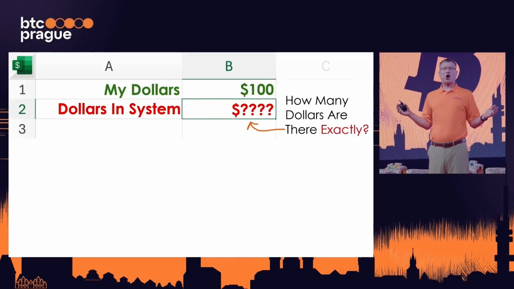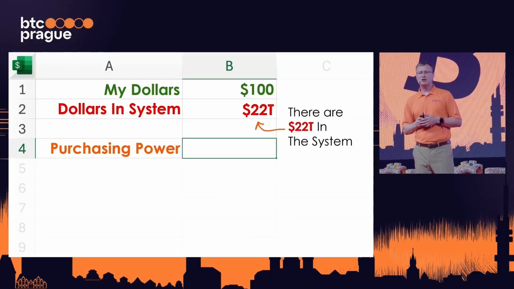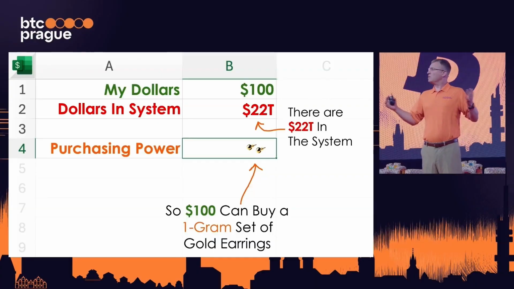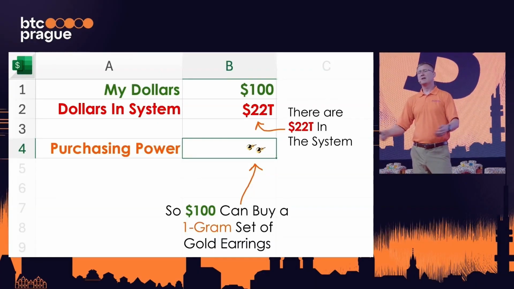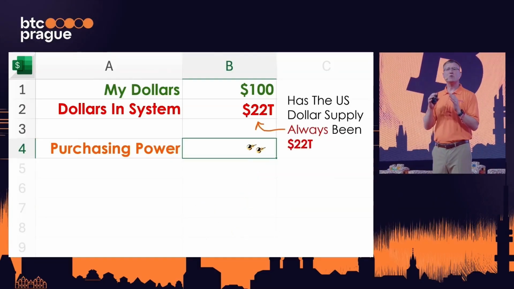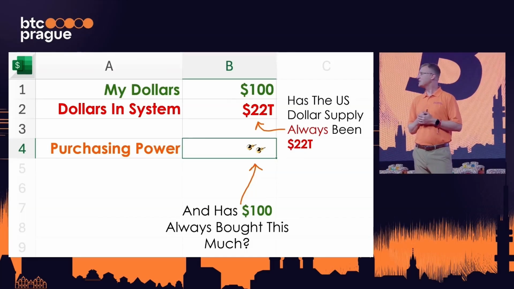So how many dollars are there in the US dollar system? There are $22 trillion of US dollars in the system. So $100, for example, could buy you a 1-gram set of gold earrings. So has the US dollar system always had $22 trillion, and has $100 always bought you that much?